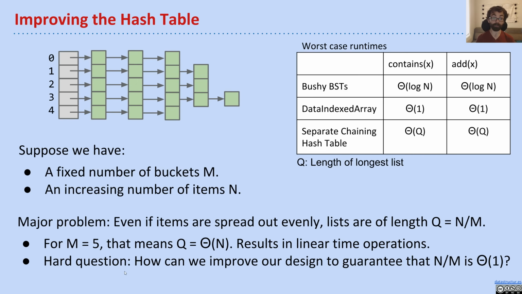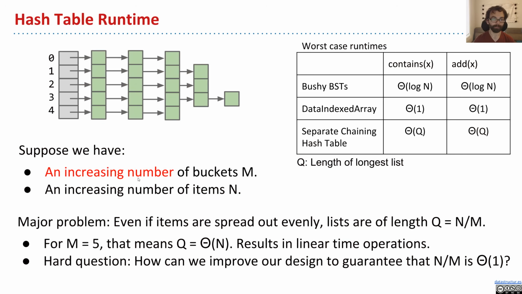All right, so it turns out what we want to do is not have a fixed number of buckets. We need to increase our number of buckets over time. So if we switch from a fixed number of buckets m to an increasing number, then we can hopefully fix things. We will be able to improve n over m, basically. So if we can keep these growing at the same rate, then we can keep the ratio constant.